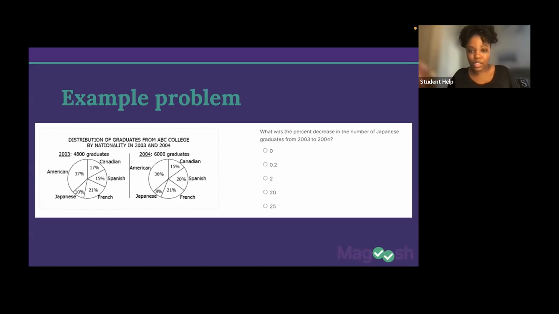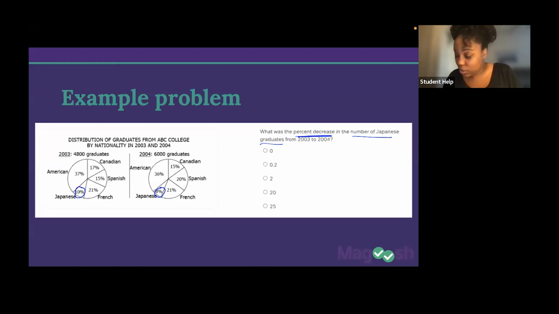All right, let's talk about it. Most of you got it right. Well, let's still talk about it. This is what is the percent decrease in the number of Japanese graduates from 2003 to 2004. So here are percentages, right?